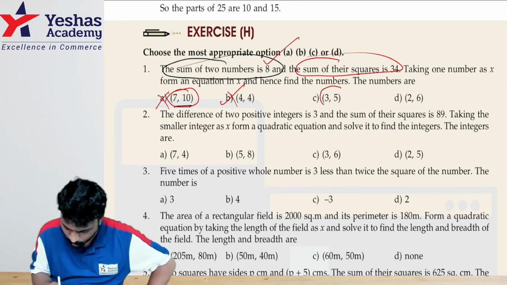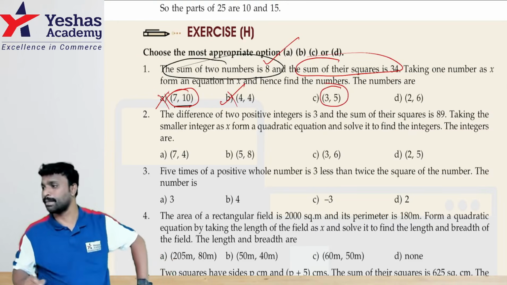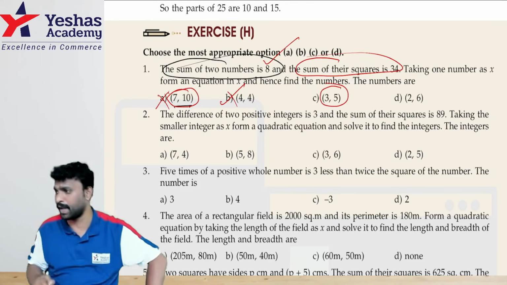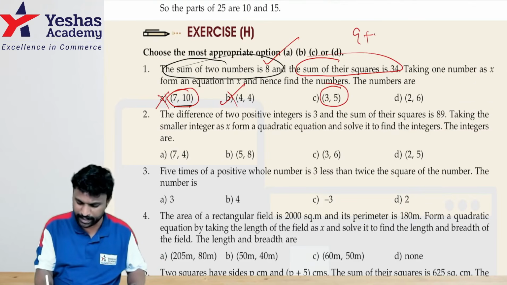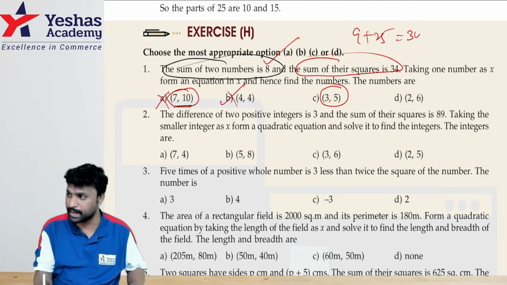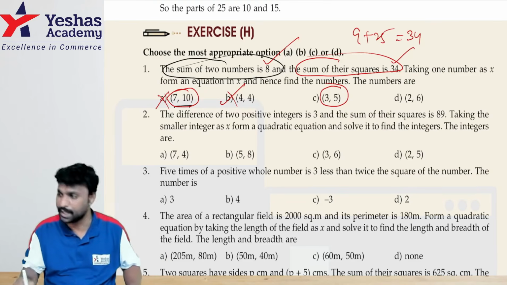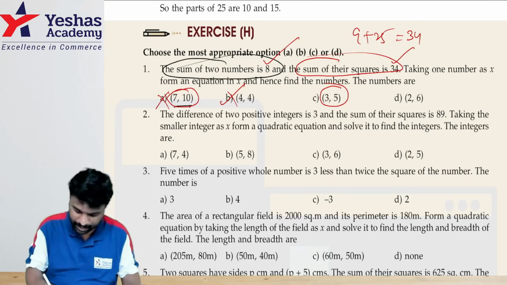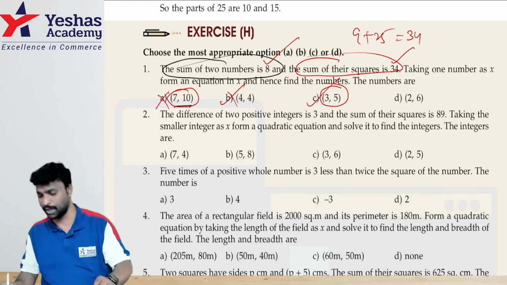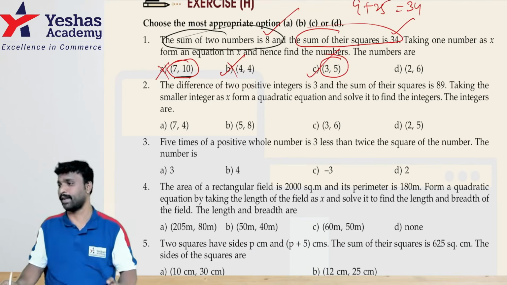Now let's see option C. First of all, the sum of the two numbers is 8. 3 plus 5 is 8 and sum of their squares. 3 square is 9 and 5 square is 25. So the sum is 34. So the second condition gets satisfied. Option C satisfies the second condition, even the first condition as well. So option C is the right answer.